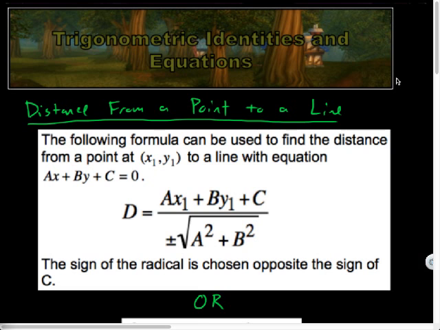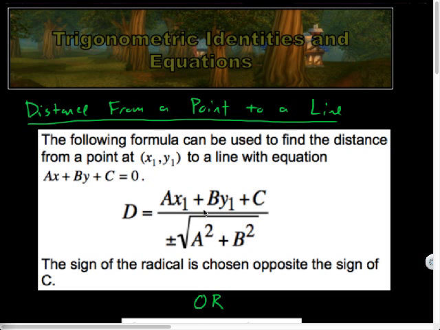But we're gonna be a little bit more sophisticated today. We're gonna talk about using normal form to find the distance from a point to a line instead of just plain old algebra. The following formula can be used to find the distance from a point at (x1, y1) to a line with equation ax plus by plus c equals 0, standard form. Notice this formula says d is equal to ax1 plus by1 plus c all over plus or minus the square root of a squared plus b squared.